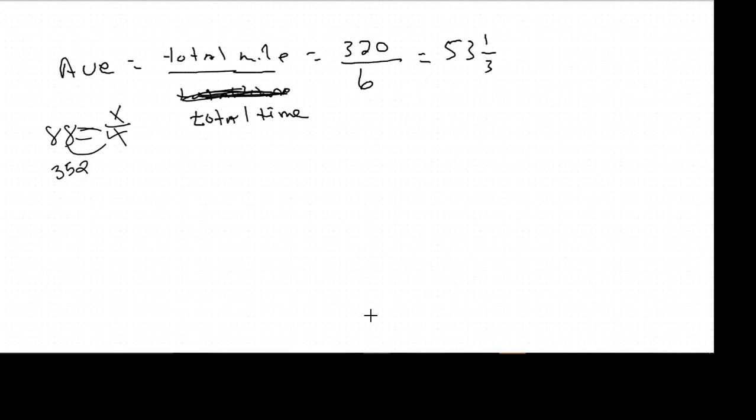So he wants 90 to equal 352 plus that 5th test over 5. Right. So then you multiply this and then subtract this. So 450 minus 352 would then be 98. So he needs a 98 to get an average of 90. Right.